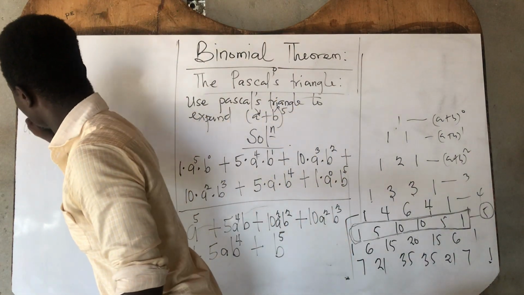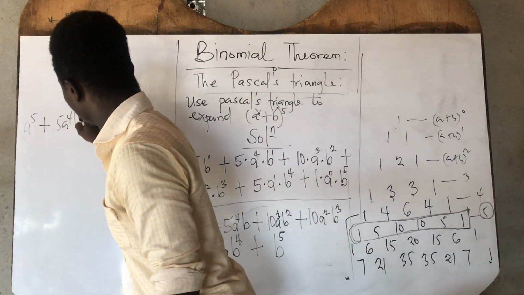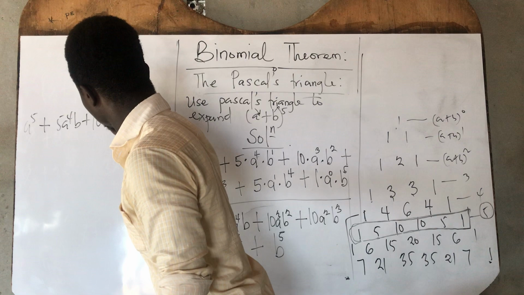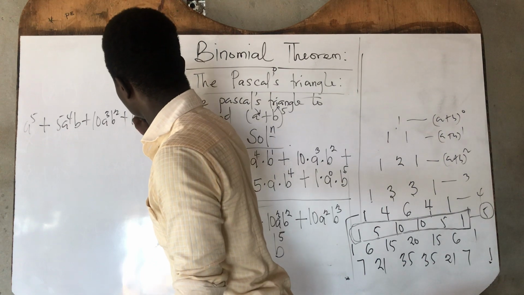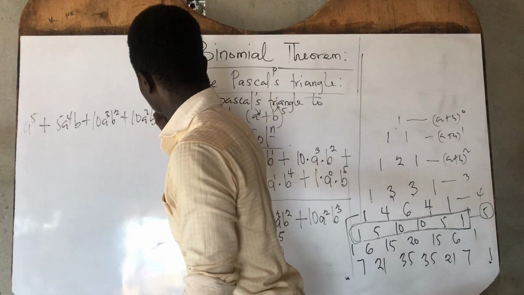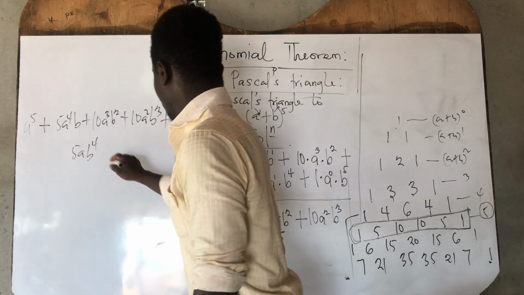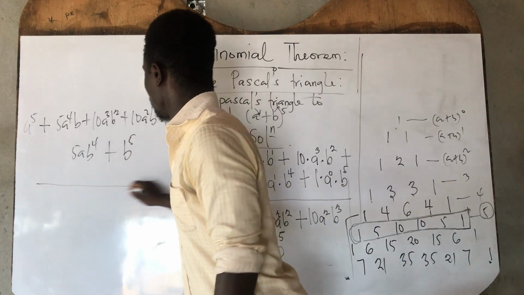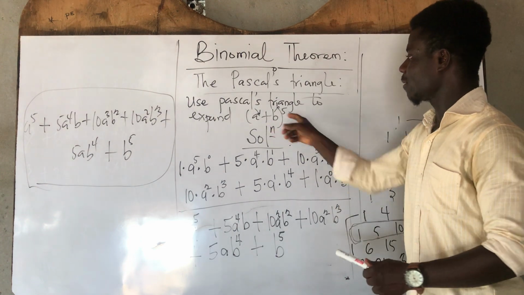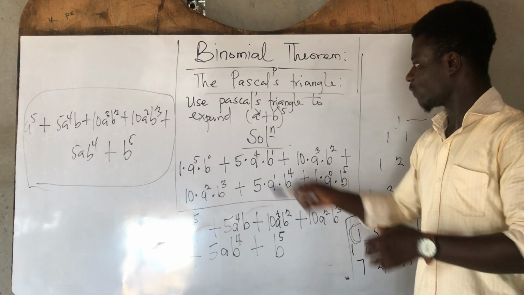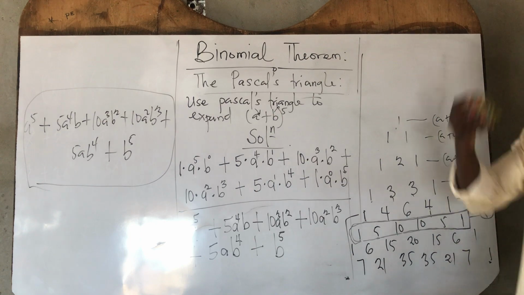So which is a to the power 5 plus 5a to the power 4 b plus 10a cubed b squared plus another 10a squared b cubed plus we have 5a b to the power 4 then plus b to the power 5. So this is our expansion for a plus b all to the power 5. Very, very simple.